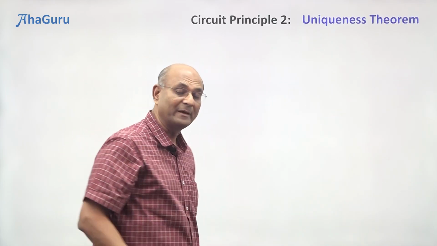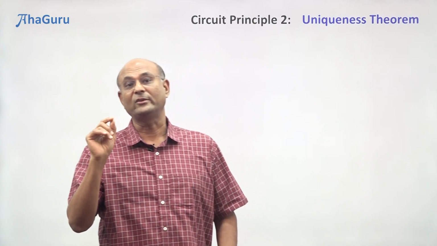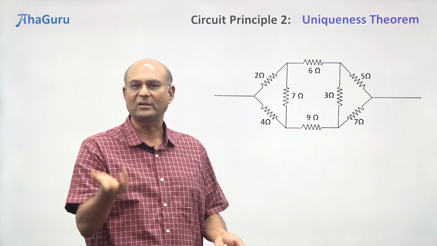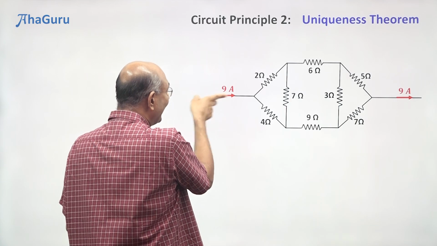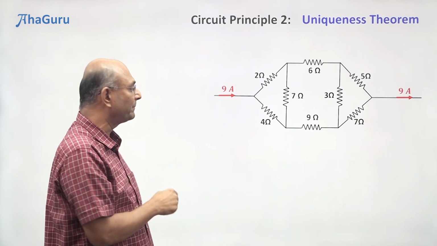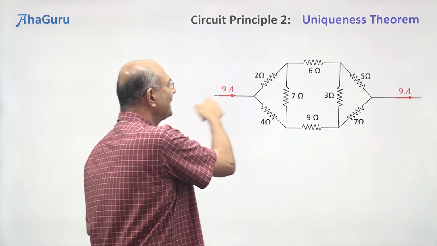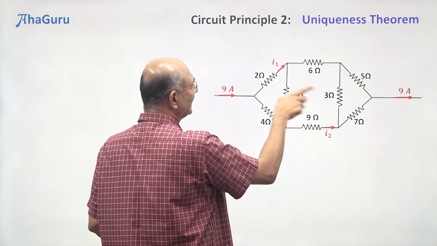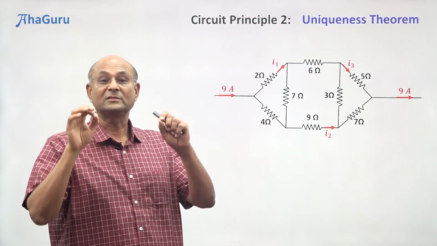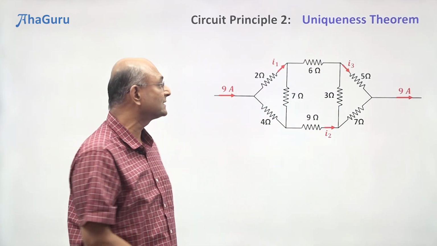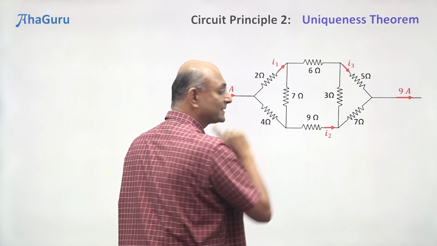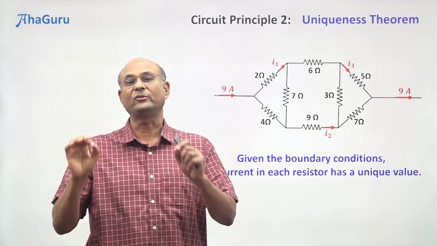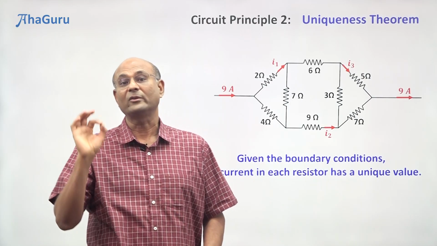The second circuit principle, an even more important principle, is called the uniqueness theorem. So if you take a circuit like this, a linear circuit consisting, let's say, of a bunch of resistors, and I'm telling you that at the entry point and the exit point, the currents are 9 amperes. Well, entry and exit, the currents must be the same. So I'm telling you it is 9 amperes. Once I specify that, then this current I1, this current I2, this current I3 is automatically fixed. There is only one answer for I1, I2 and I3 once I fix the boundary values. Given the boundary conditions, the current in each resistor has a unique value.